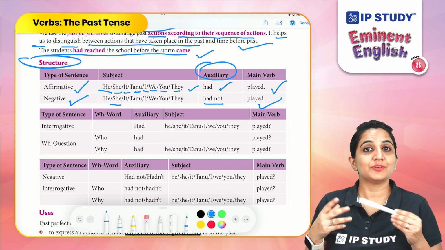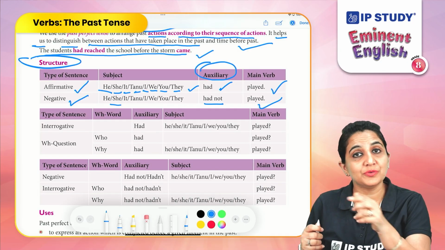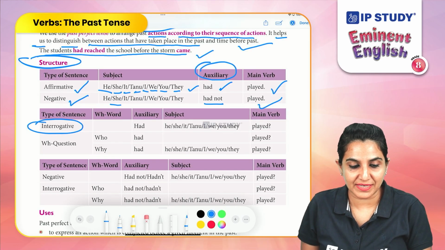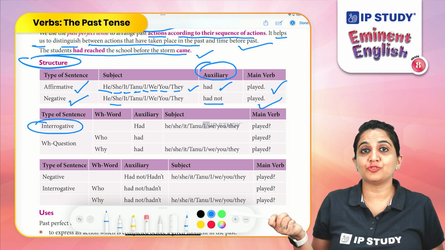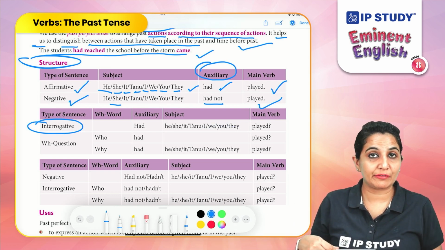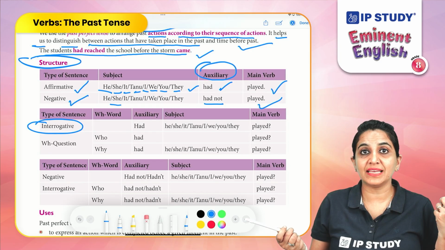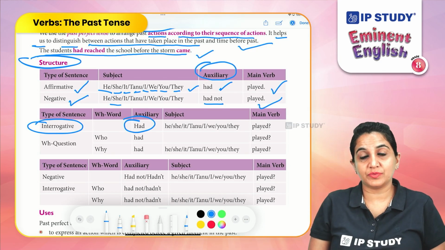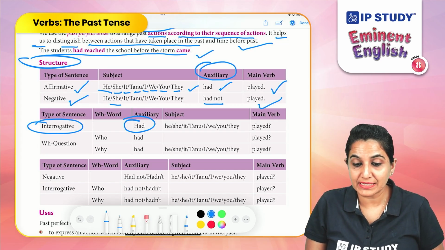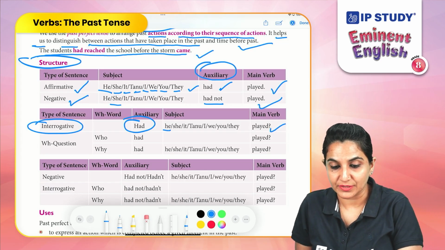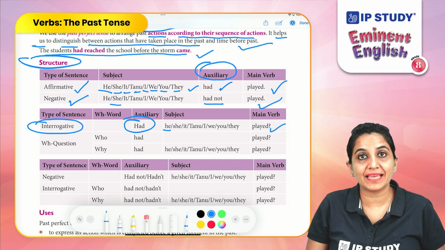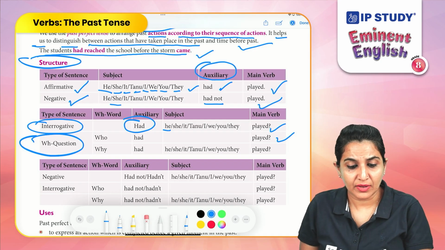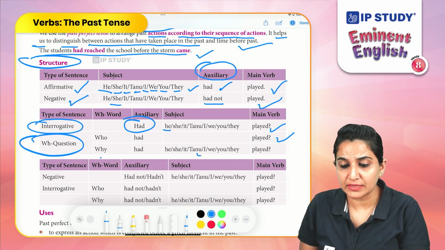With had not, you can use the contraction hadn't as well. With interrogative types of sentences, simply you change the position of the subject and the auxiliary verb, and you always start the question with the auxiliary verb had. Had he played? Had she played? Had they played? With the wh questions, who had played? Why had Tanu played?